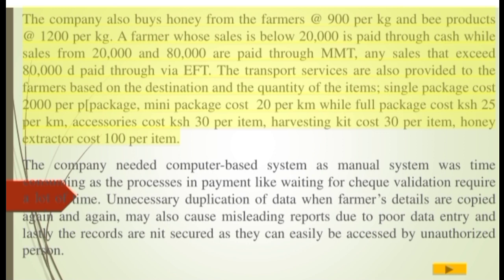A farmer whose sales are below 20,000 is paid through cash, while sales from 20,000 to 80,000 are paid through M-Pesa. Any sales that exceed 80,000 are paid via EFT.